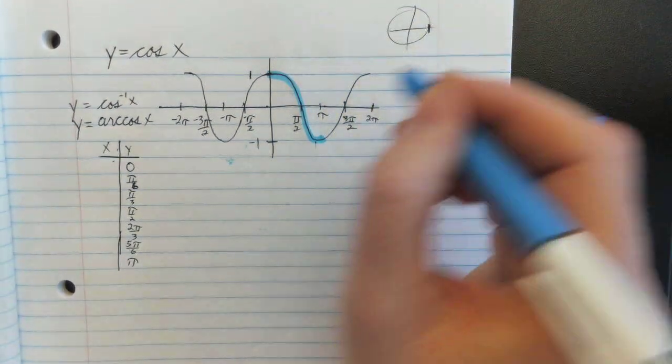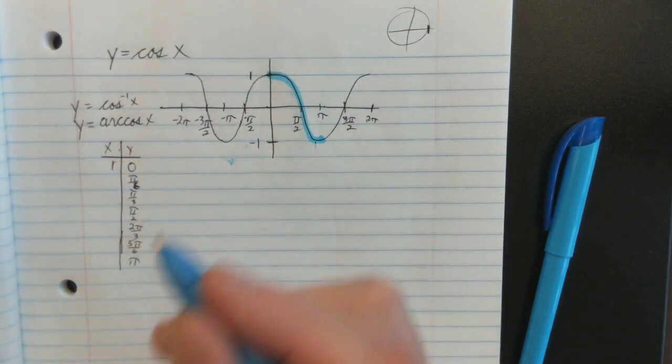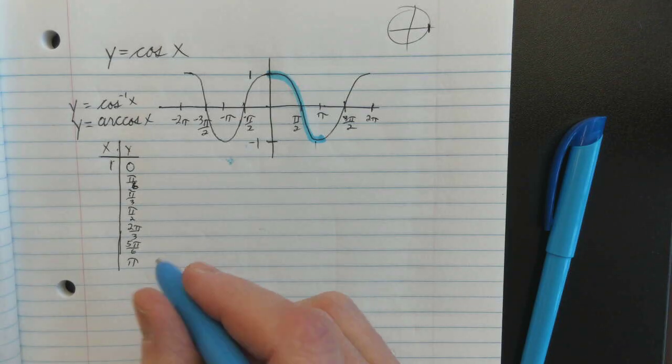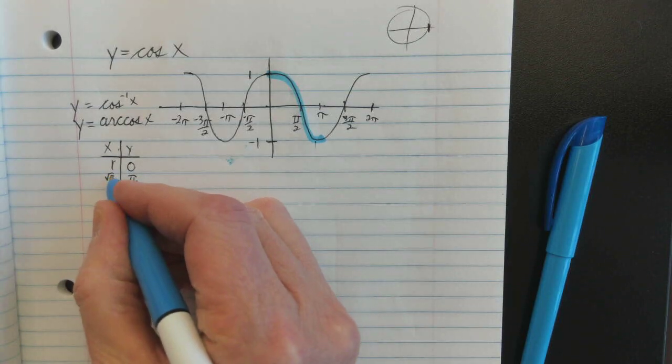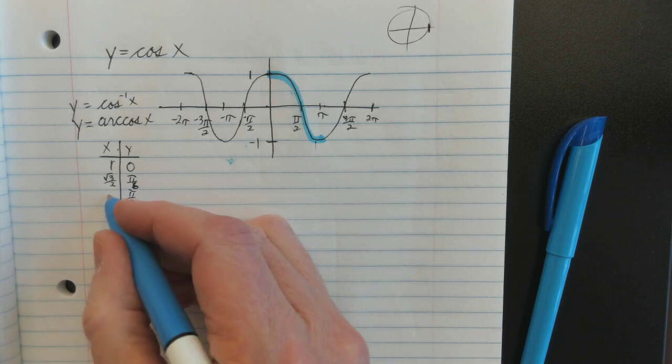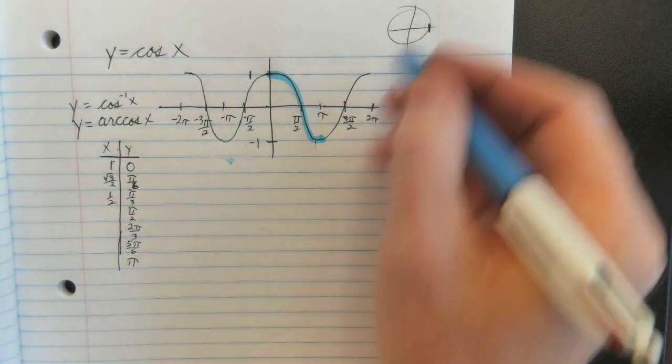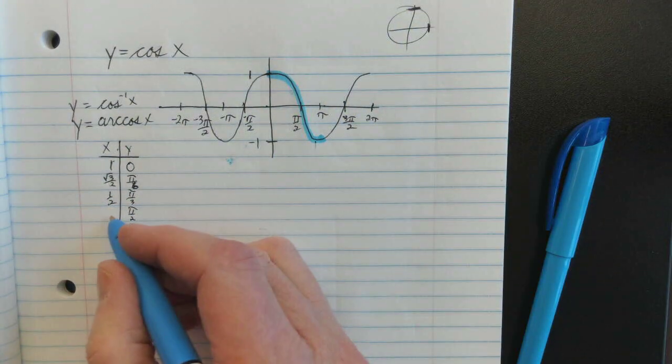What's the x-coordinate here? 1. Okay. All right. Pi over 6: square root of 3 over 2. Pi over 3 is 1/2. Pi over 2. What's the x-coordinate here?